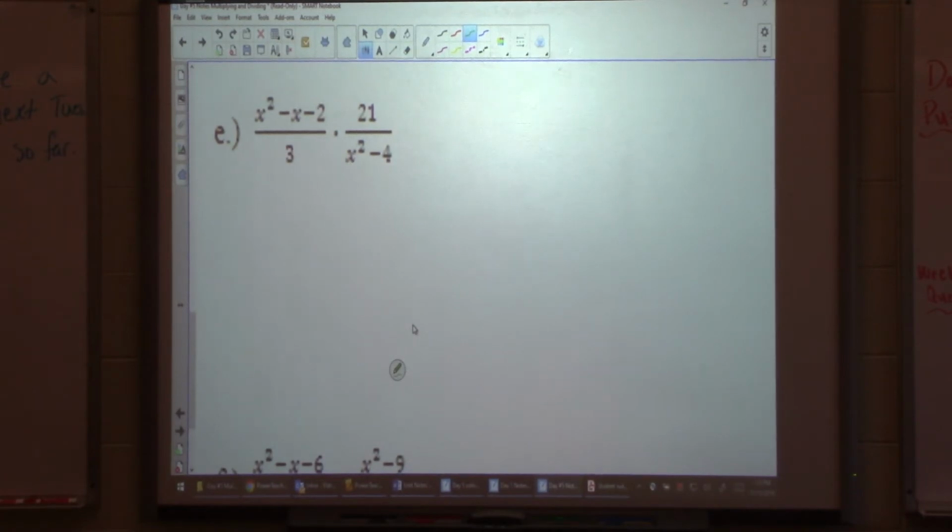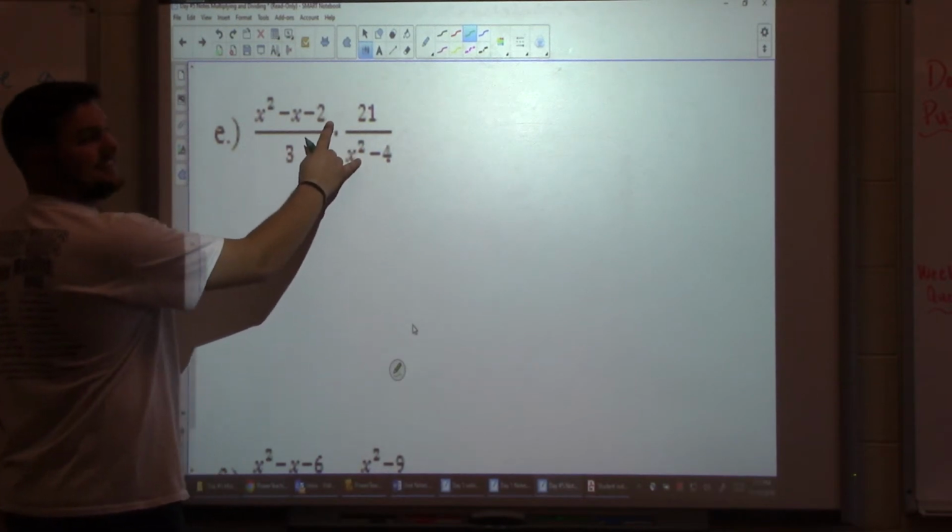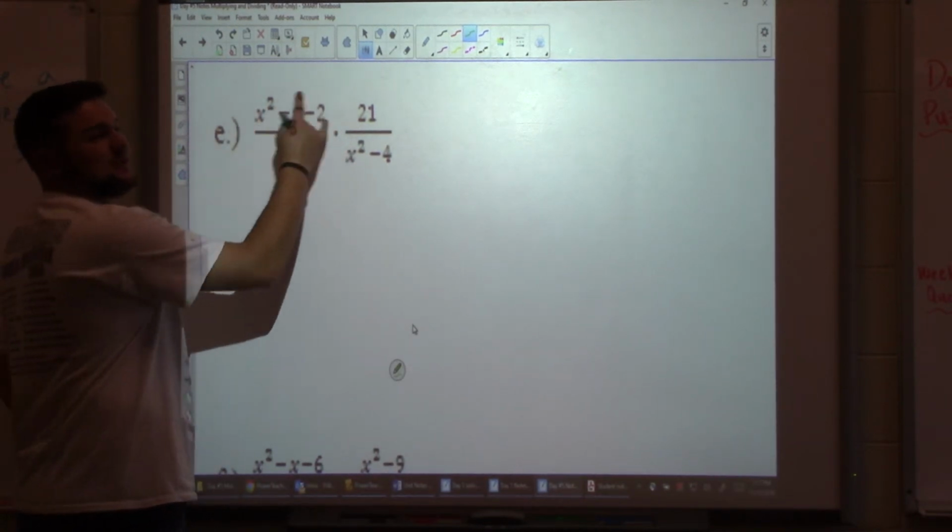Factor. So can I factor any of these pieces? Yes. Which ones, Ange? 21. Ooh, that's simplifying. I don't want to simplify it. I want to factor first. Both of them? The numerator of the first one, the denominator of the second one.